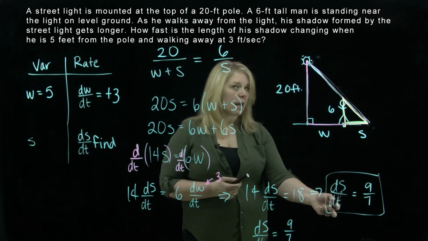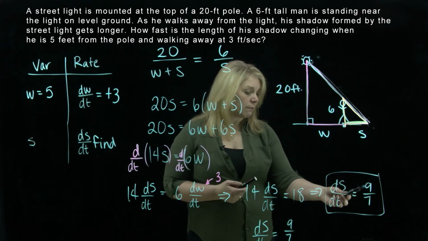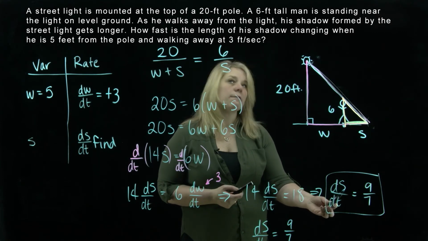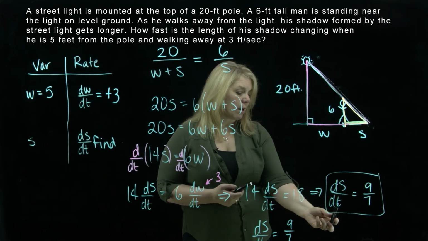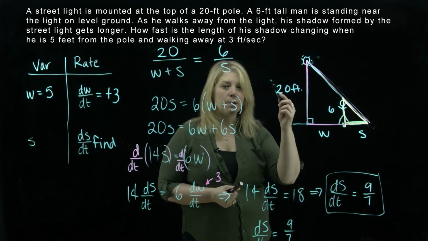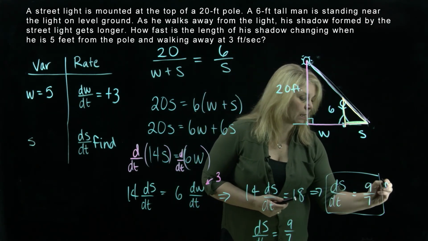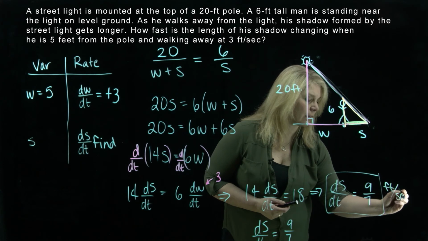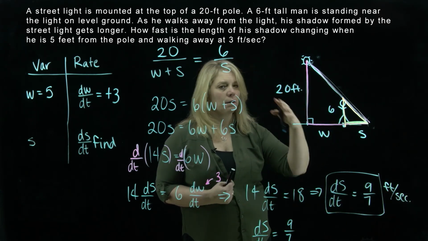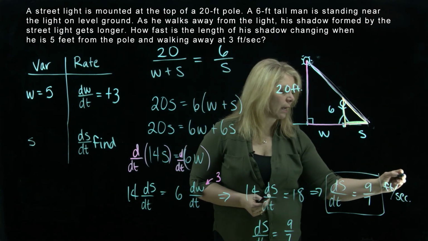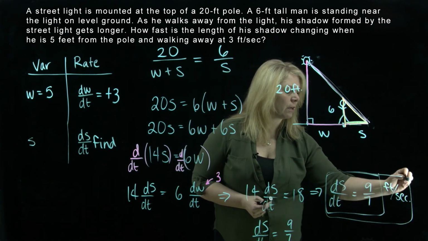And then I should label my answer here. The rates of change on this would be in whatever the units of S are. So the shadow is measured in feet, and whatever the units of time are. So that's measured in seconds. So this would be in feet per second. And that is a positive rate of change. S is getting longer, which it told us in the problem, but it's kind of just a way to make sure that your answer makes sense.